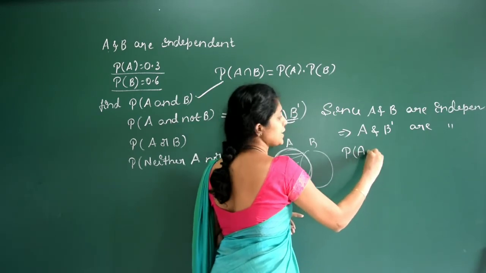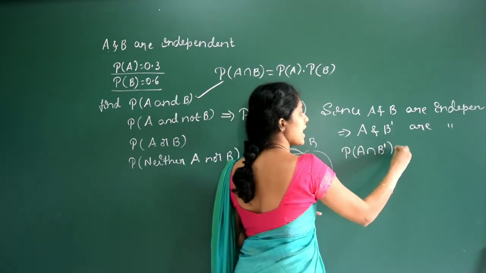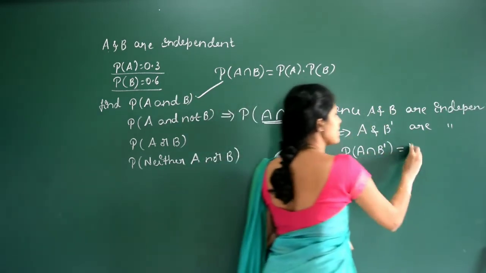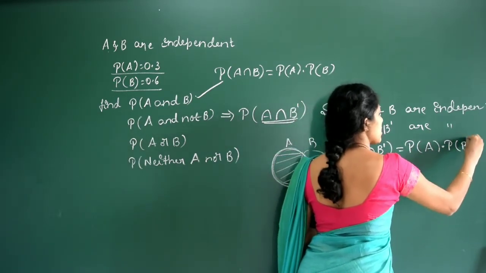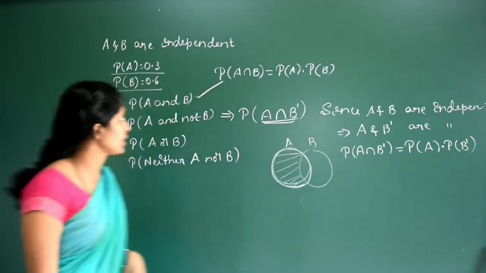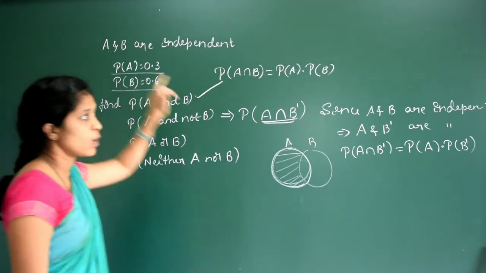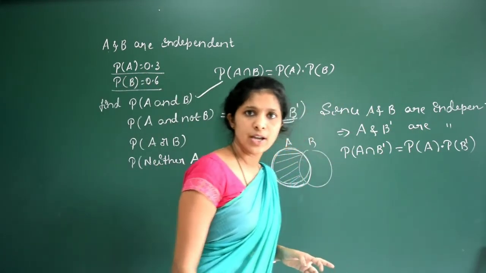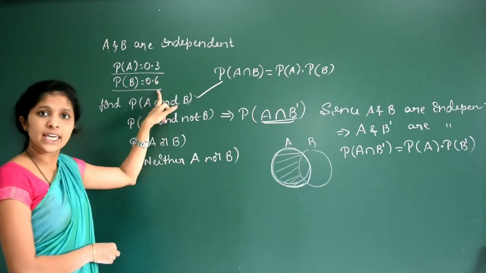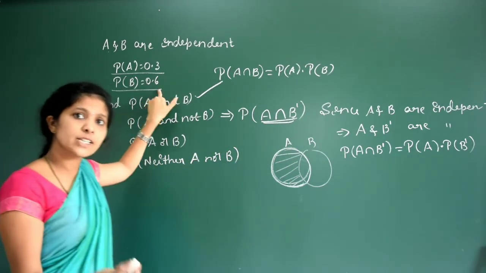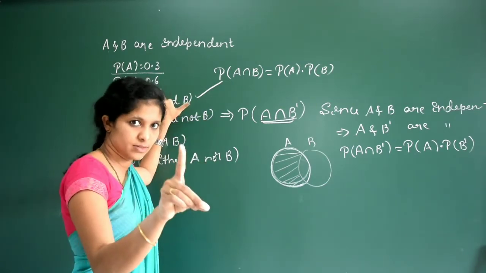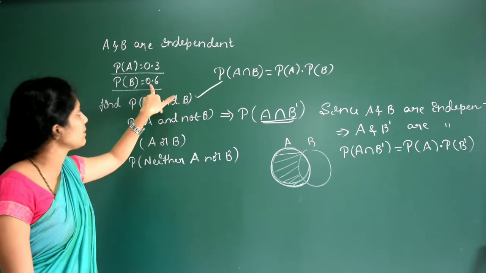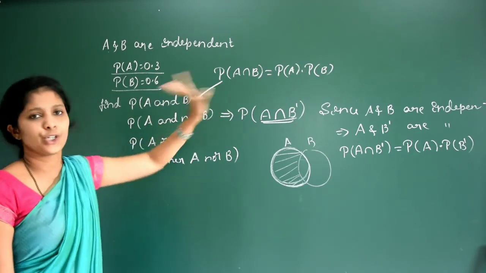So P of A intersection B dash, since they are independent, we can write as P of A into P of B dash. Now, what is the value of P of A? It is given as 0.3. What is the value of P of B dash? It is not given, but P of B is given, right? P of B is 0.6. So P of B dash will be, since the total probability is 1, 1 minus 0.6. Then you need to multiply.